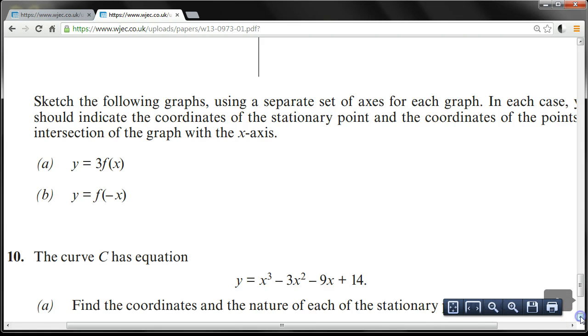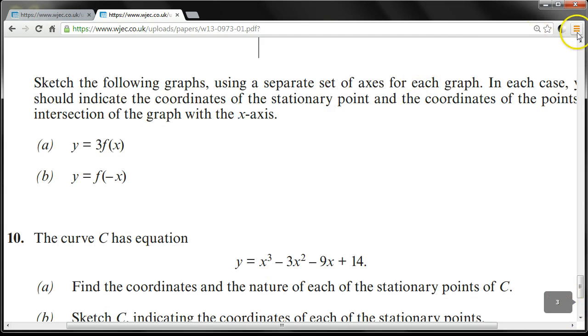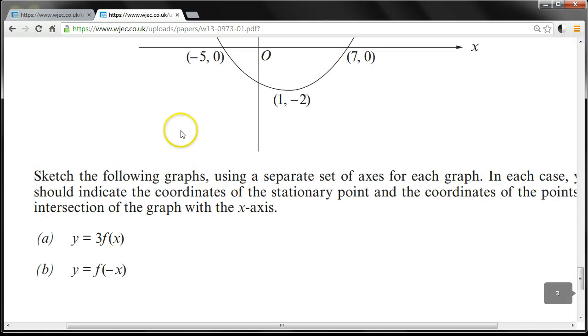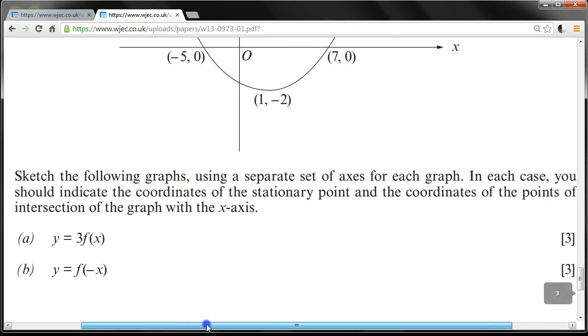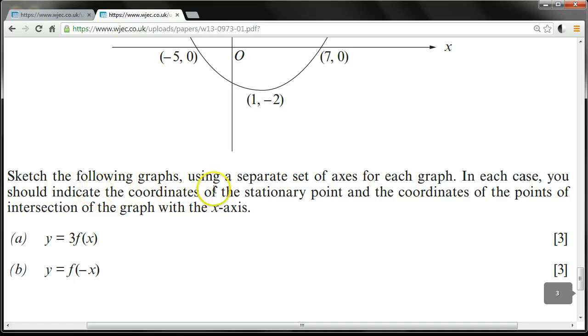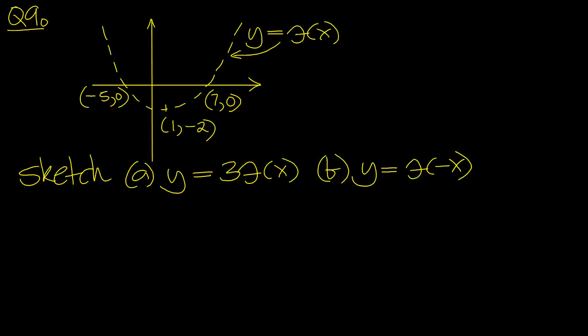Sketch the following graphs using a separate axes for each graph. In each case, you should indicate the coordinates of the stationary point and the coordinates of the points of intersection of the graph with the x-axis. A, y equals 3f of x, and B, y equals f of minus x. So here's the summary of the question then.